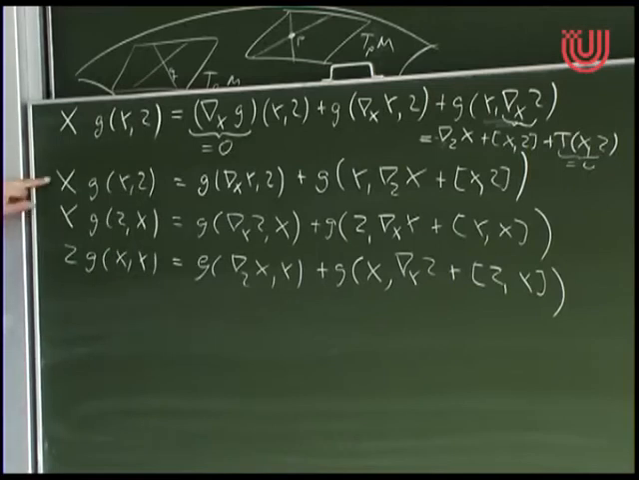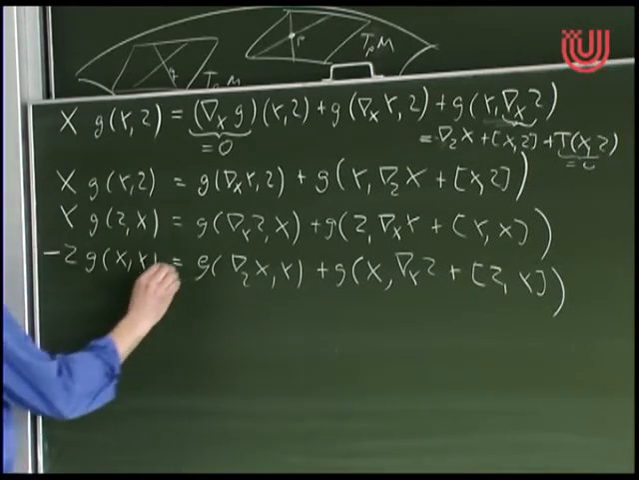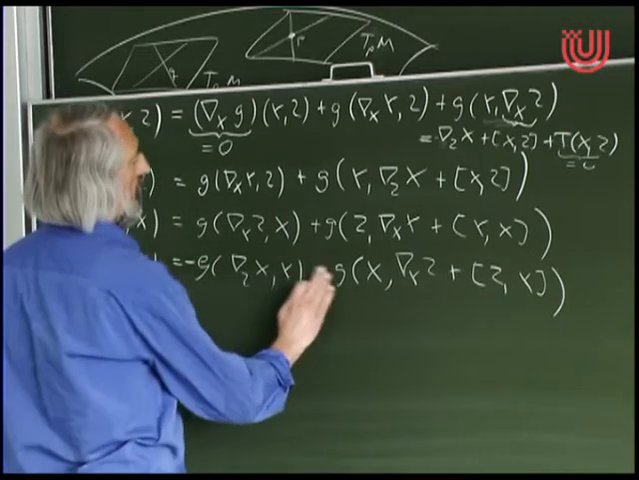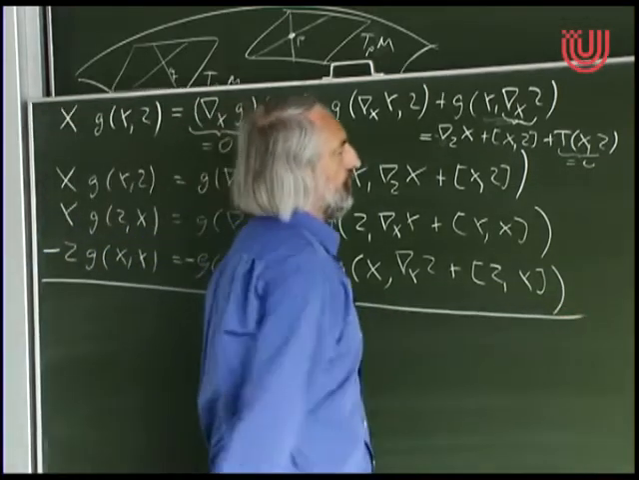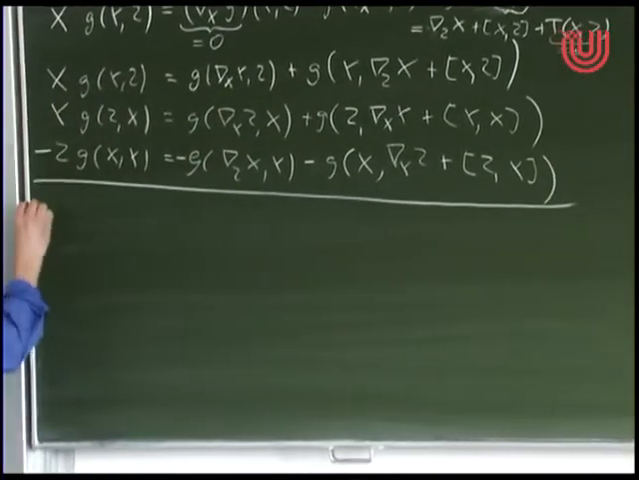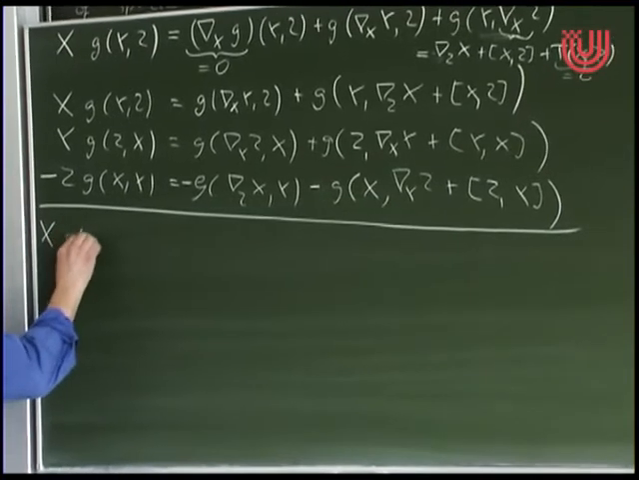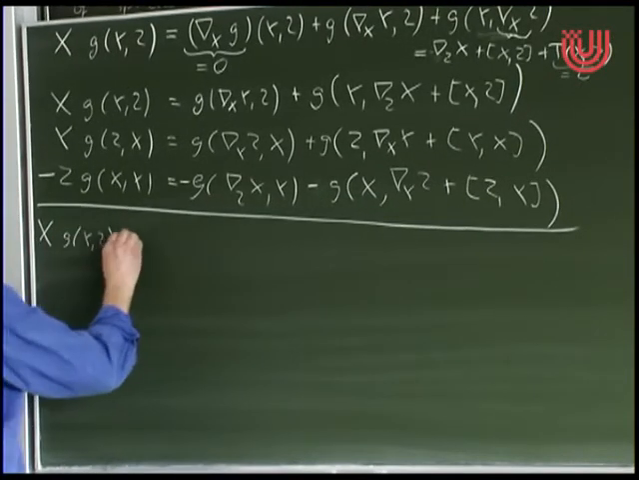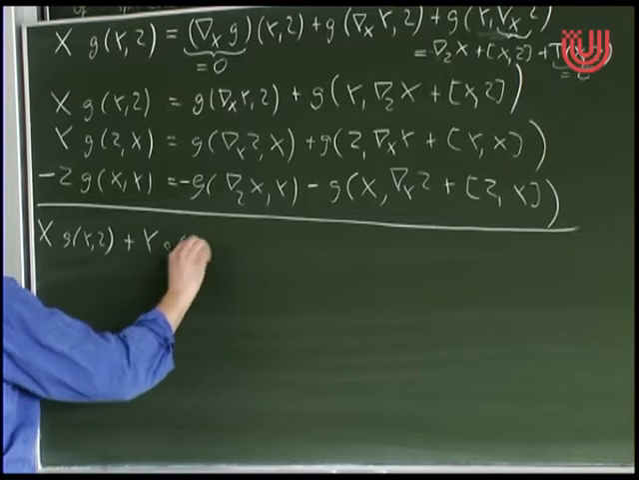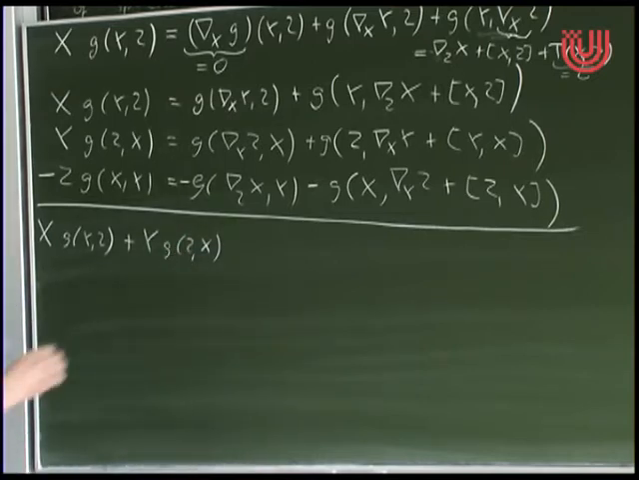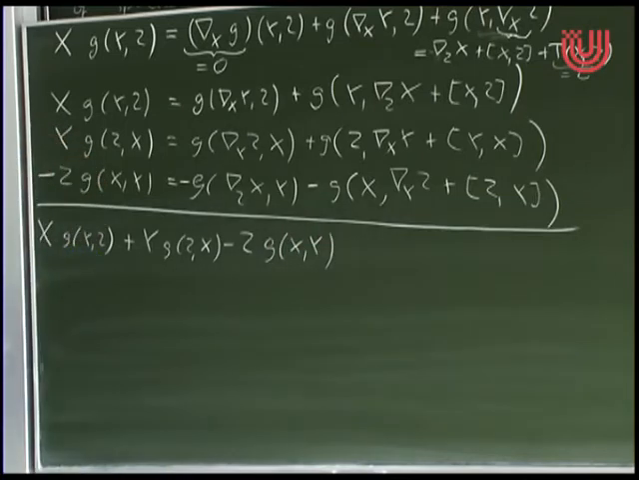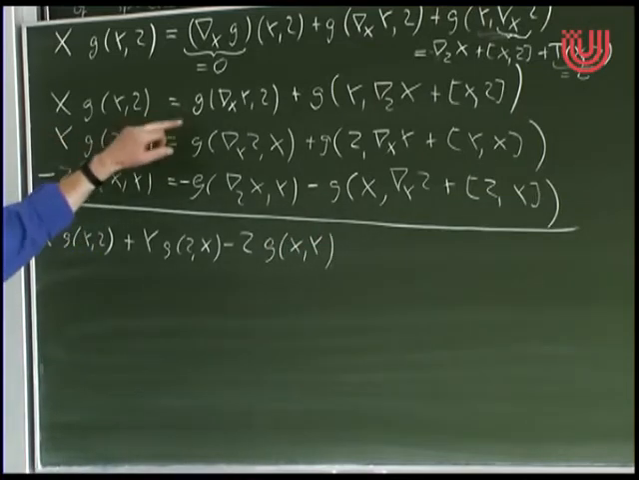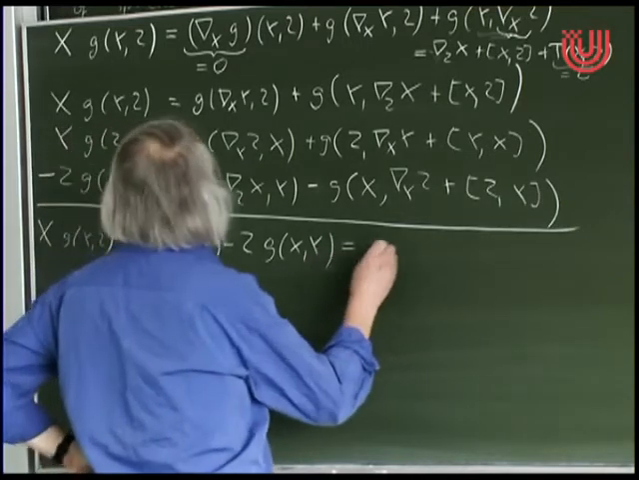Now I have three equations, and I subtract the last one from the first two. So I put a minus here, and a minus here. And I add these three things together. What do I get then? I get x g y z plus y g z x minus z g x y. And I get these three terms here on the other side.